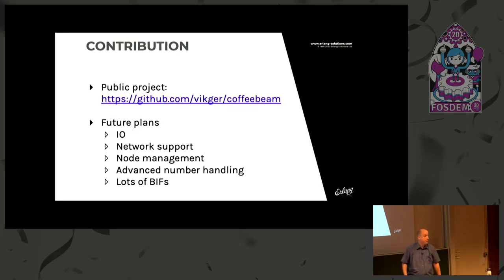Network support. It would be really good to have a cluster of Android phones working together as nodes of one distribution group. This is still a dream, but I hope it will come in the future. Node management, address number handling. Of course, Java doesn't support big numbers as a built-in type, so you have to implement the mechanism yourself, based on what has been done already in Erlang for handling big numbers. And also there are lots of BIFs, built-in functions, that still need to be implemented or reviewed.